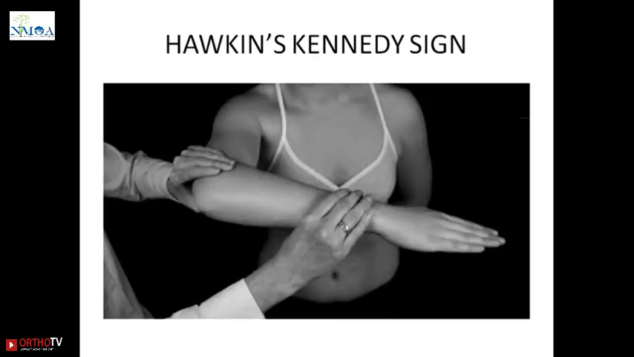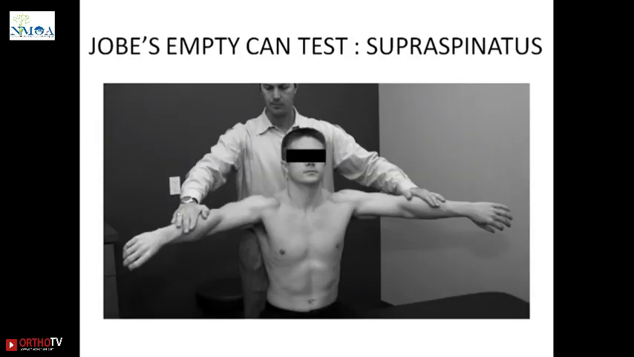Then there's the Hawkins-Kennedy test, in which the shoulder is forward elevated to 90 degrees, externally rotated to neutral, and then internally rotated. If pain is elicited in internal rotation, that is pathognomonic of an impingement sign. Then we go on to the tests for rotator cuff problems.